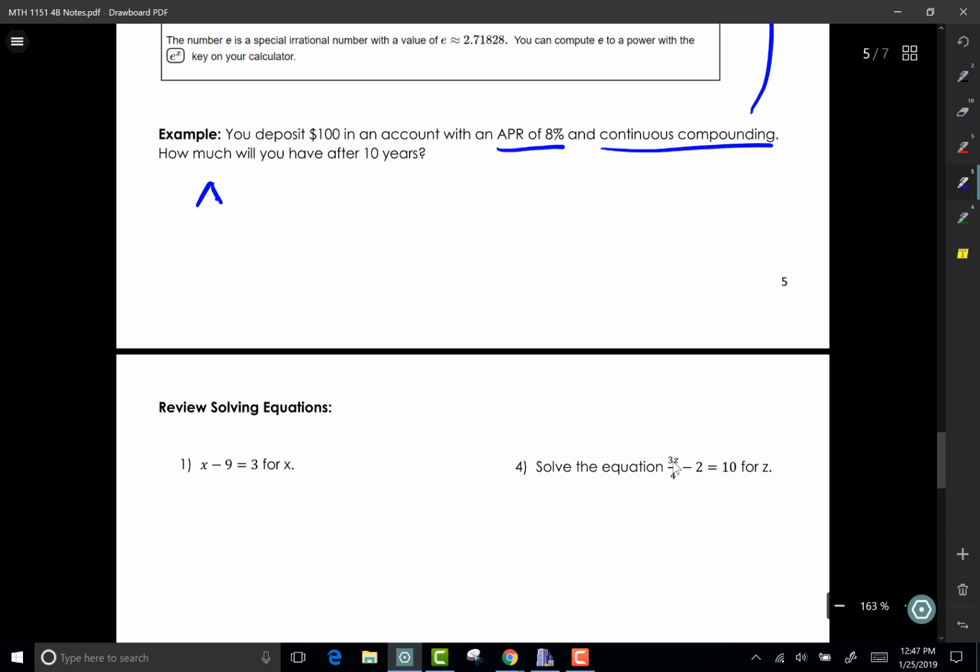So here's my formula. I have P times e to the power of APR times the number of years. So we're starting with $100, so that's my P. Then I have e to the power of APR. APR is 8%, so I put it in as 0.08. And then this is for 10 years, so I take 0.08 times 10.